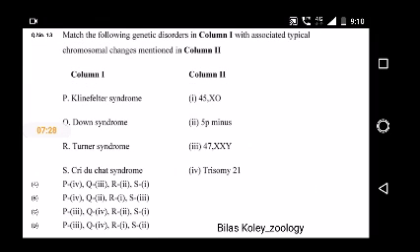Now we will discuss question number 13. Match the following genetic disorder in column 1 and associated typical chromosomal changes mentioned in column 2. In column 1, Klinefelter syndrome, Down syndrome, Turner syndrome, and Cri-du-chat syndrome. And in column 2, the chromosomal changes 45 XO type, 5p minus, 47 XXY type, trisomy 21. After right arrangement of column 1 and column 2, we get the answer. And the right option in question number 13 is option D.